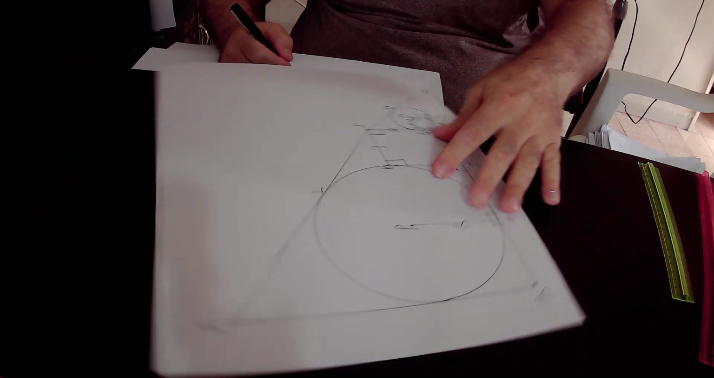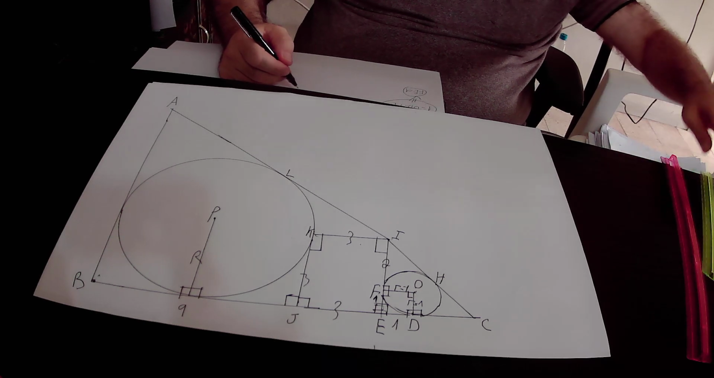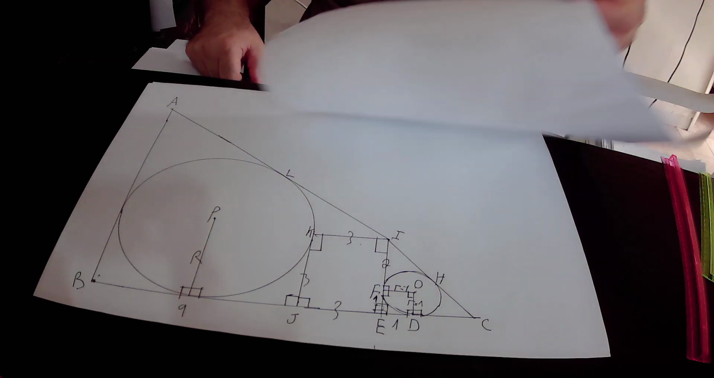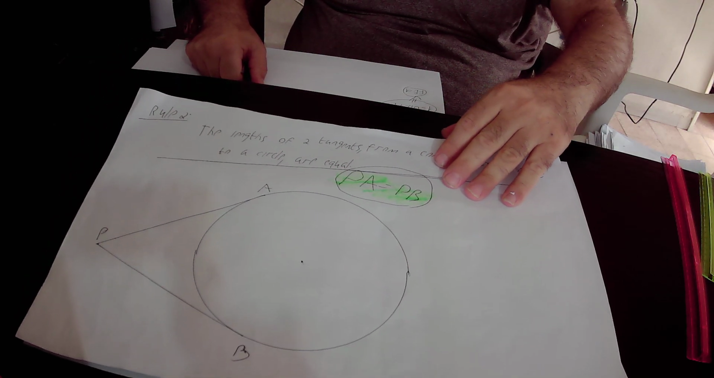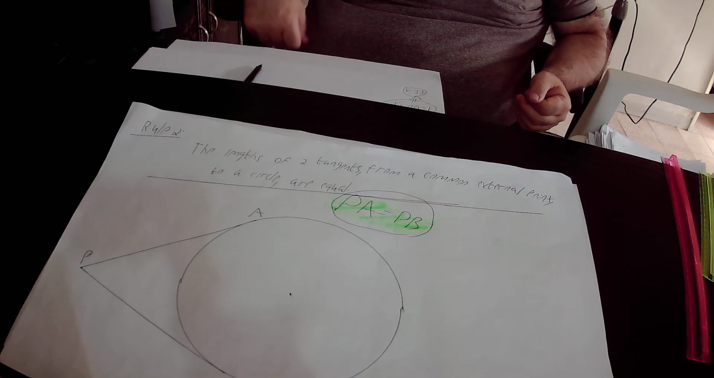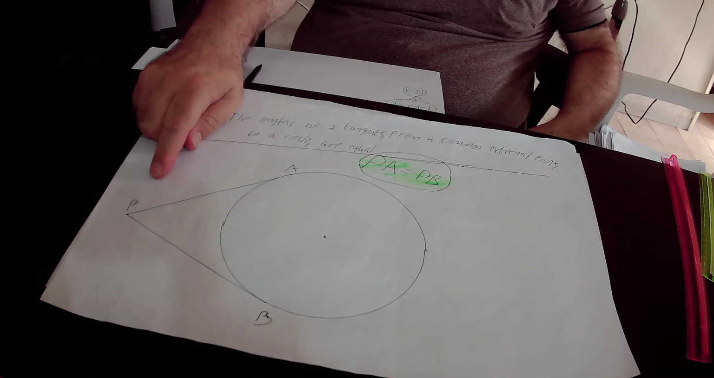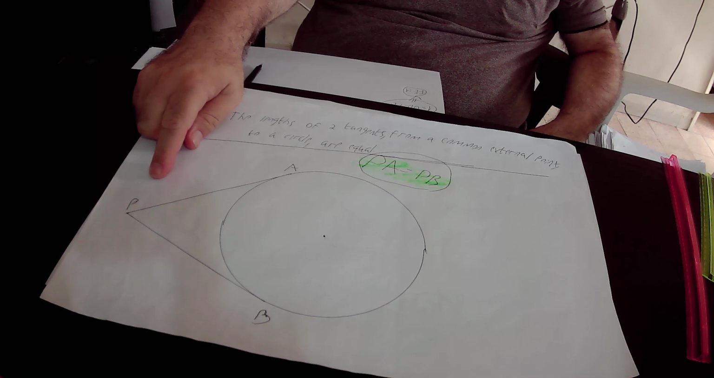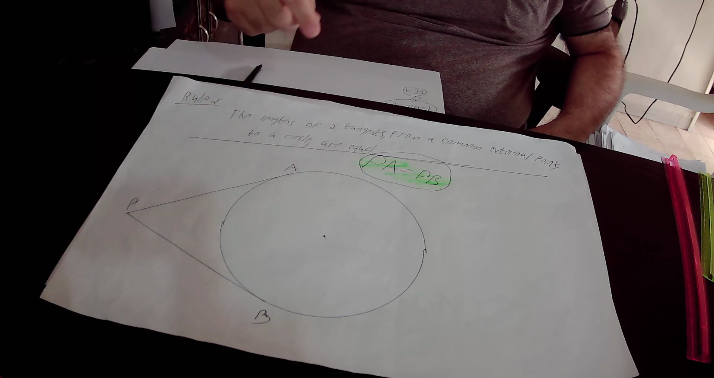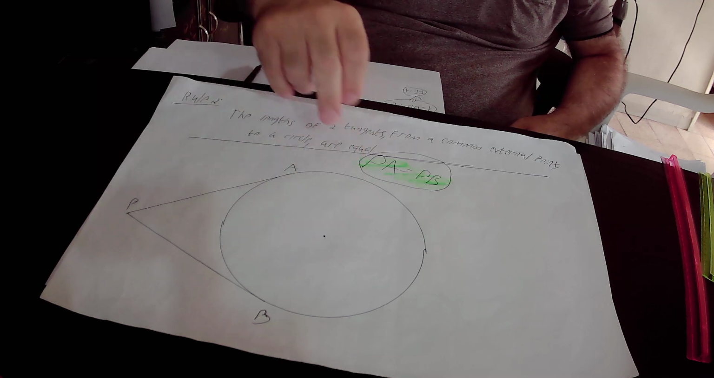So in the next step, I will present to you rule number 2. According to rule number 2, the lengths of two tangents from a common external point to a circle are equal. We have the common external point P. From P, we have two tangents to the circle, tangent PA and tangent PB. According to rule number 2, they are equal to each other. That is to say, PA is equal to PB.